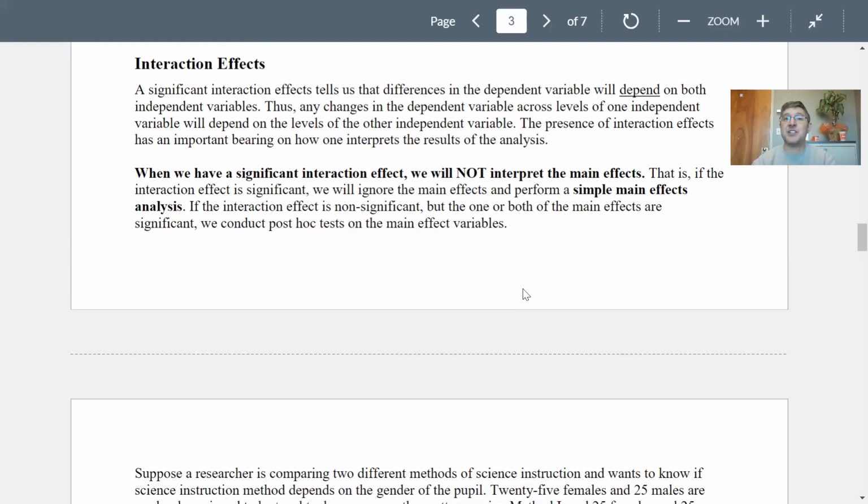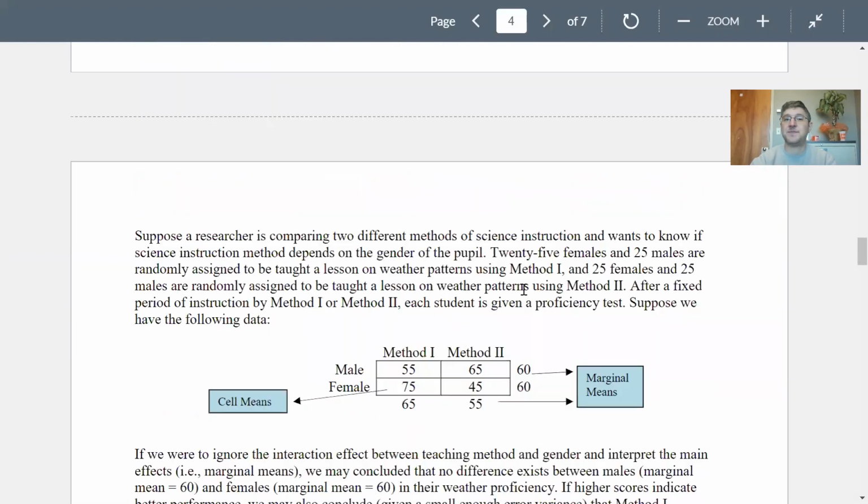And if the interaction term is not significant, then we'll interpret the main effects. It doesn't make sense to interpret the main effects for teaching method or main effects for gender when there's an interaction between the two.